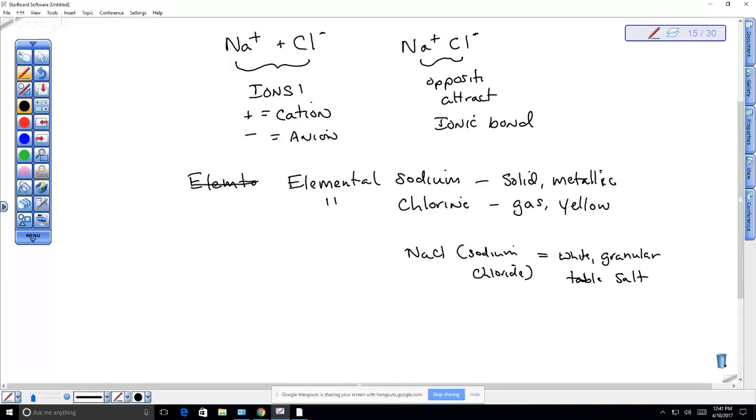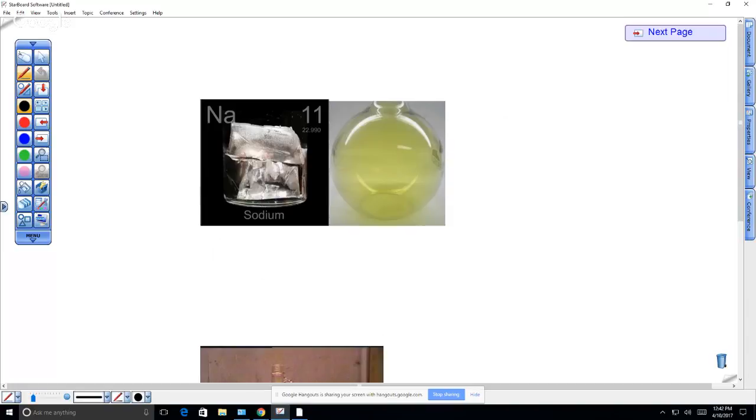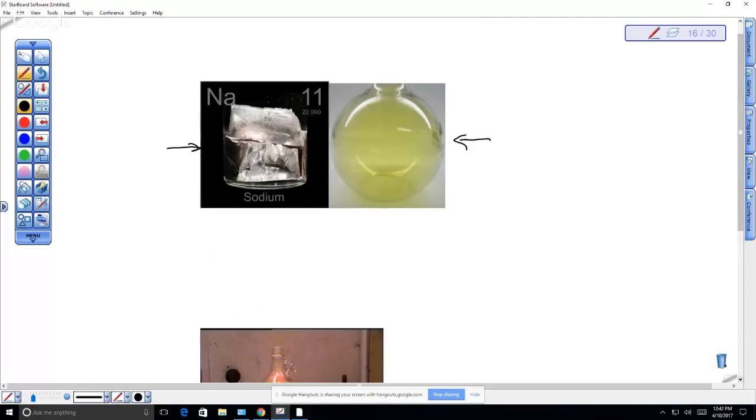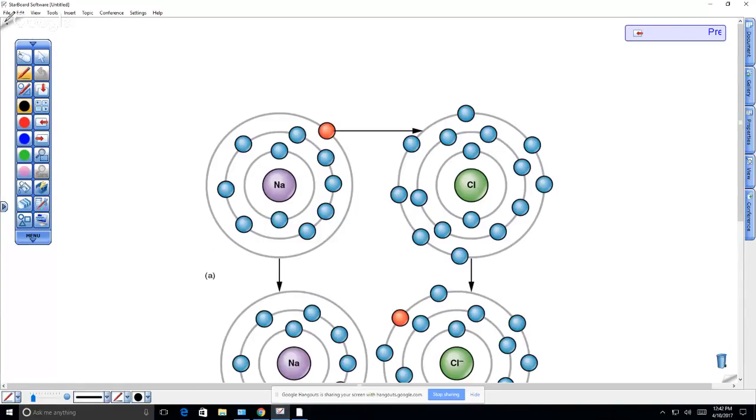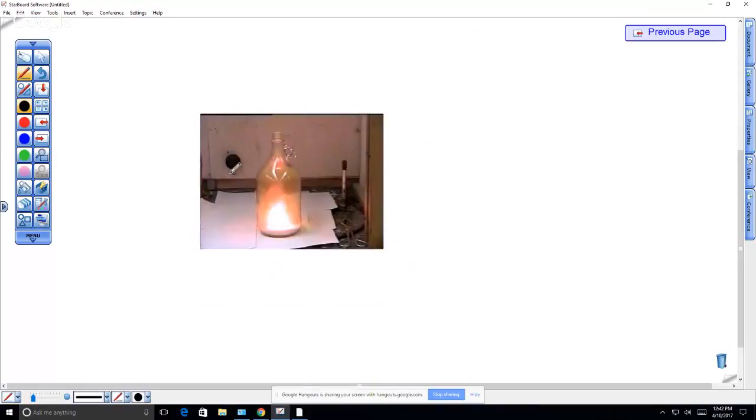So by combining them, you change fundamentally their structure and whether or not they're going to be reactive, right? So you never would touch elemental sodium with your hands, and you would never breathe chlorine gas, but we ingest sodium chloride all the time. So if we look at some pictures of these, this is what elemental sodium looks like, and this is what elemental chlorine looks like. And then combining those is a chemical reaction that releases energy, and it looks like that, right? And then the product of that is table salt.